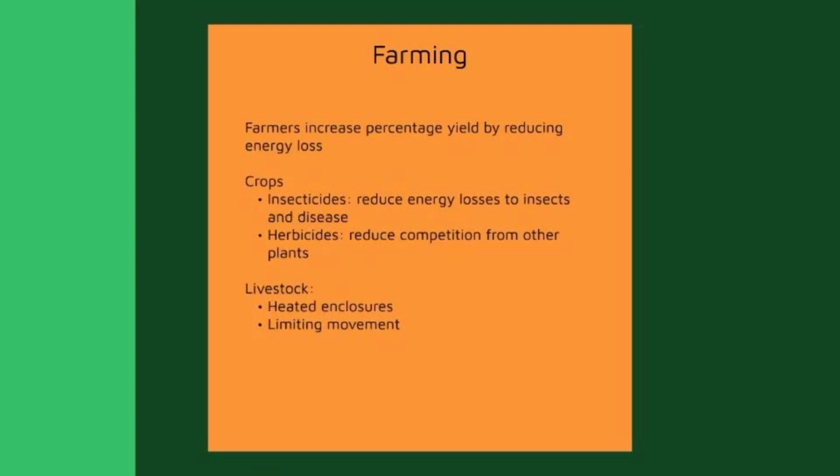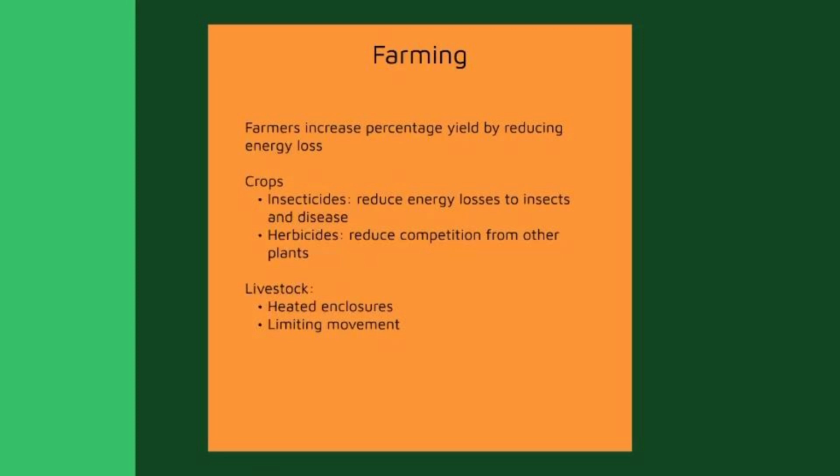The other thing we spoke about is doing this with livestock, so things like cows, pigs, chickens, and this is done mainly by reducing their rate of respiration. This is done through keeping them in pens where they don't have as much movement, so they don't expend as much energy on that. They are kept warm so that they don't have to use their energy to generate body heat.